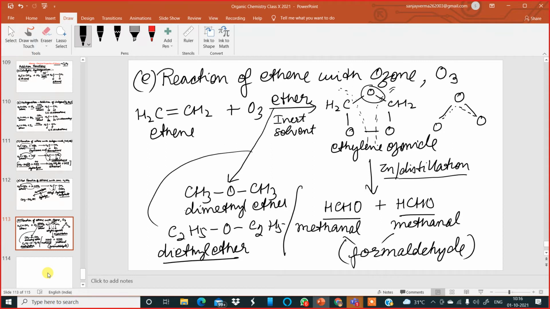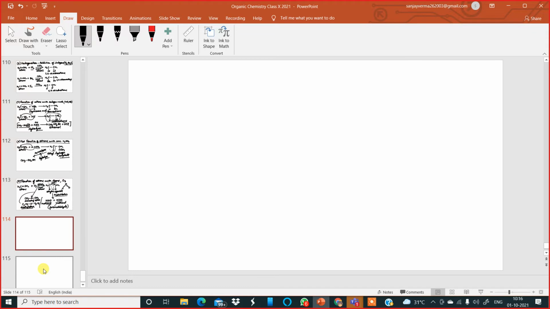Okay. So this was number E addition reaction, the fifth addition reaction of ethene with ozone. Now the next type is called oxidation. Oxidation of ethene. That is number F. Number F on your screen you can see oxidation. Oxidation of ethene.